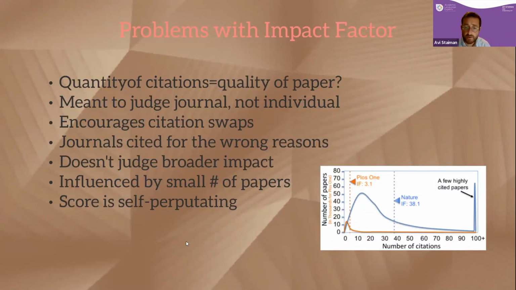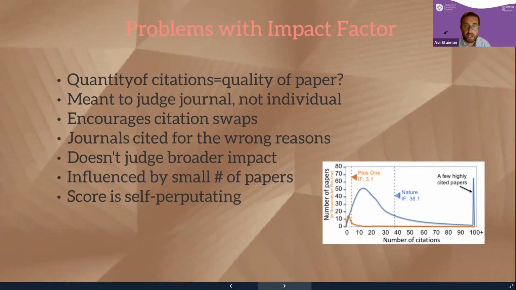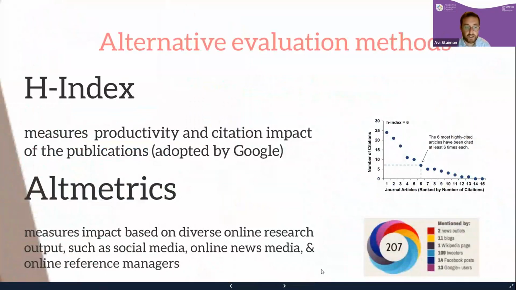Something that I saw recently, which I thought was interesting, is that it can be influenced by a small number of papers. So this is the graph that I brought on the right-hand side: a few really highly quoted papers can influence the rest of the journal. But that doesn't necessarily mean that every single article in the journal is of the same worth. So those are just some of the issues with impact factor you might want to consider.